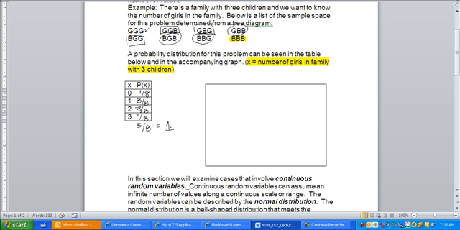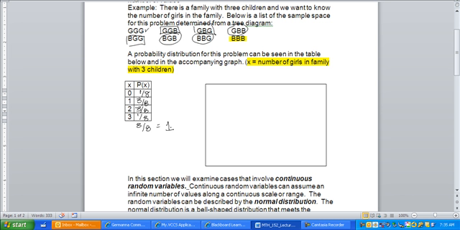This is what we call a probability distribution. A probability distribution can be a graph or a table or some equation that describes the probability and how it's calculated. So this is an example of a discrete probability distribution. It's not possible to have fractions because we're talking about the number of girls. It would have to be 0, 1, 2, or 3. It couldn't be 2.5 or 1/3.